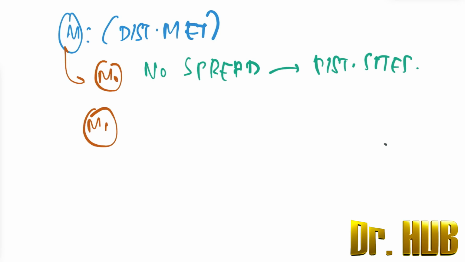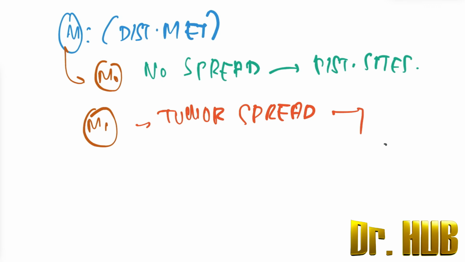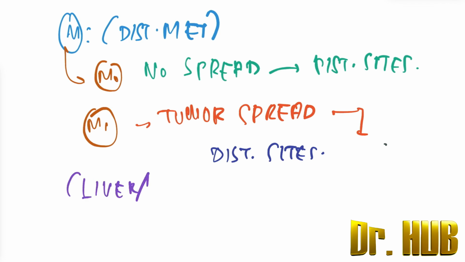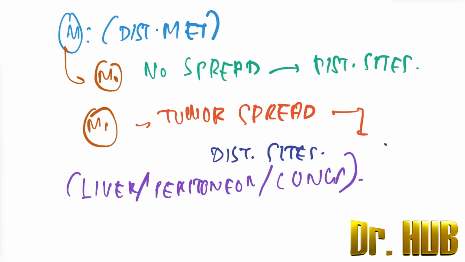M1 means there is tumor spread. The tumor has spread to distant sites, such as the liver, the peritoneum, or it can involve the lungs as well.